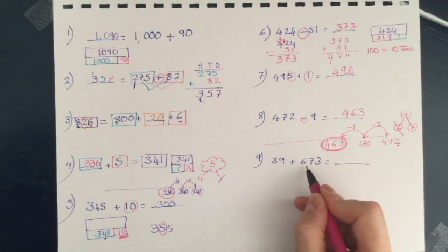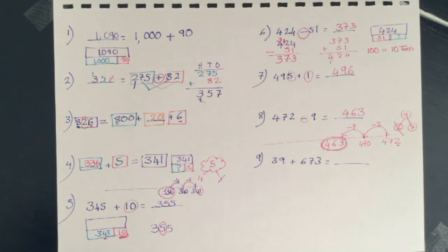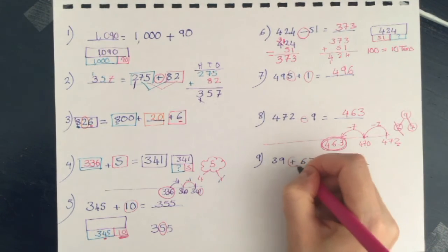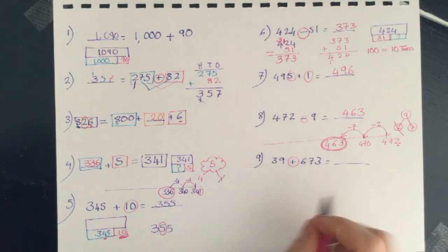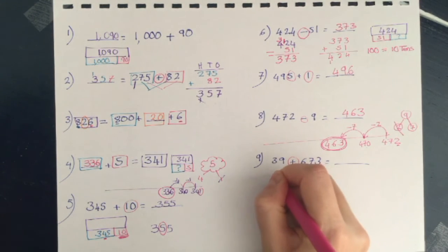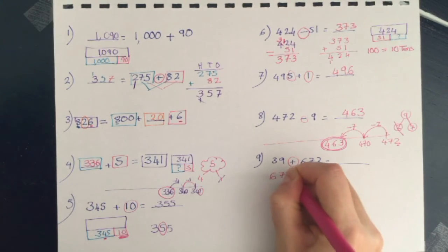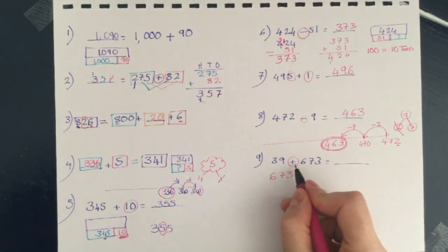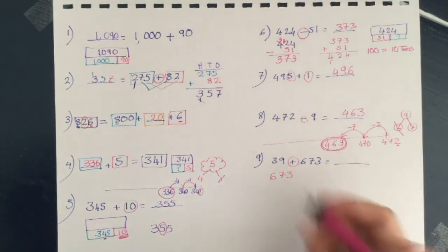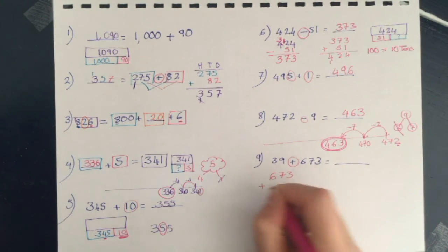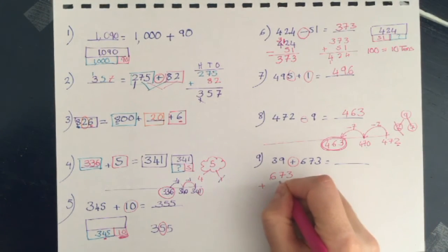473. 39 adds 673. So this is an addition. Can I do that addition mentally? Well, I could, but if I think I will struggle, I can use my formal method, the column method. So 673 with addition, it's commutative. It doesn't matter which one goes on top. So I know we are always more comfortable with the bigger number on top, so we do that.